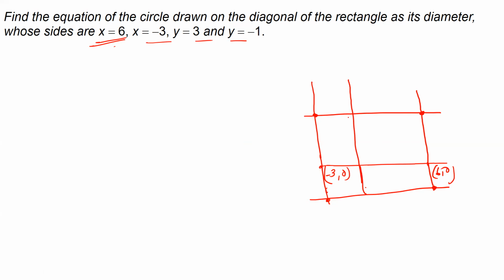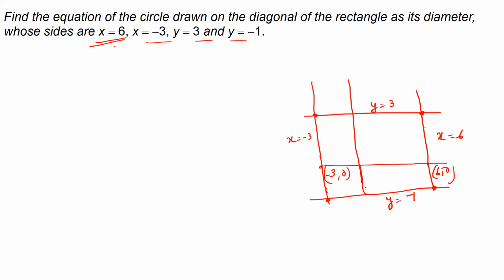Now I want to find out all these vertices. So this line, let me write down again. This line was x is equal to 6. This line was x is equal to minus 3. This line was y is equal to 3. This line was y is equal to minus 1.